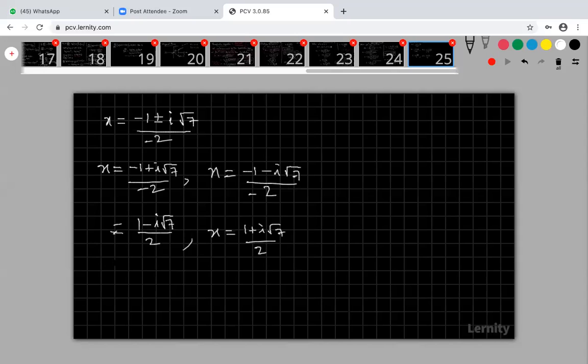So therefore, this is nothing but 1, here minus is there, here plus is there. You can write plus or minus, or minus or plus, both are correct. i root 7 by 2.